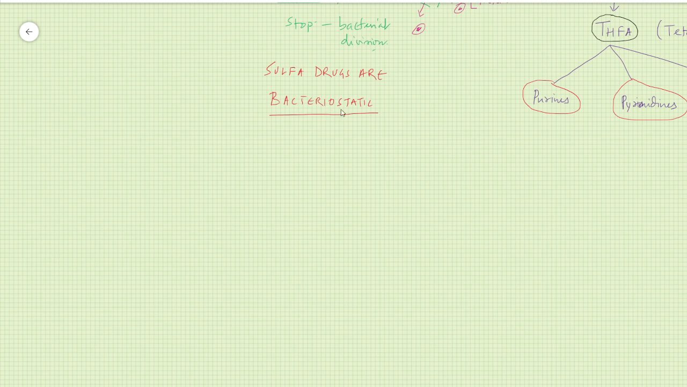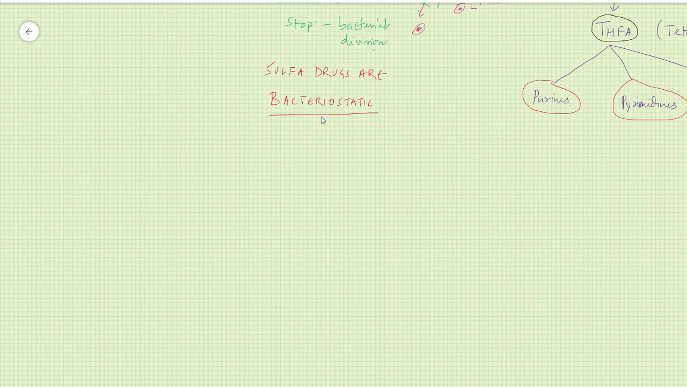antibiotics can be bacteriostatic or they can be bactericidal. Bactericidal means they kill the bacteria. But sulfa drugs are bacteriostatic. So what's the mechanism then? Now we are stopping the bacteria from dividing, but our aim is to eliminate the bacteria from the body. So how does the body eliminate the bacteria when we give a bacteriostatic drug?